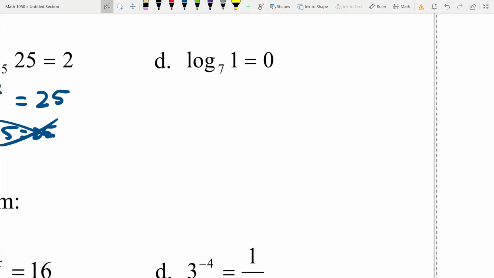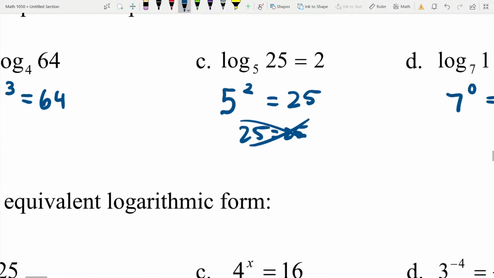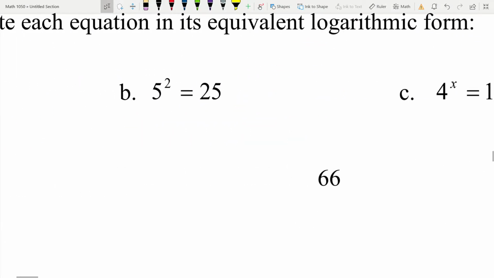Everybody in the room, do question D. Do it on your own. Okay, I'm going to tell you what it is. Write down your 7, raise it to the other side, which is a 0, equals 1. Who says I got that? Let me see up high. Give me a big raise. Okay, good. Okay, now we're going to go the other way.